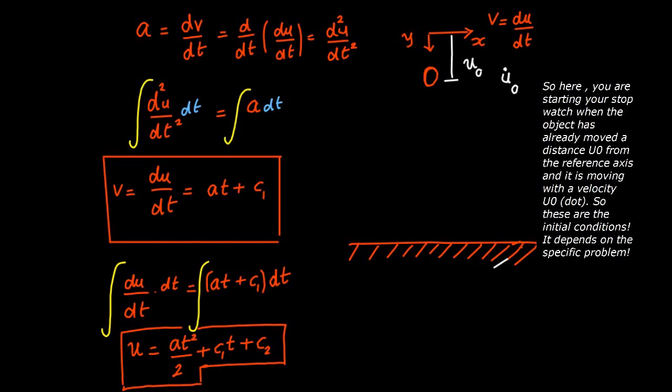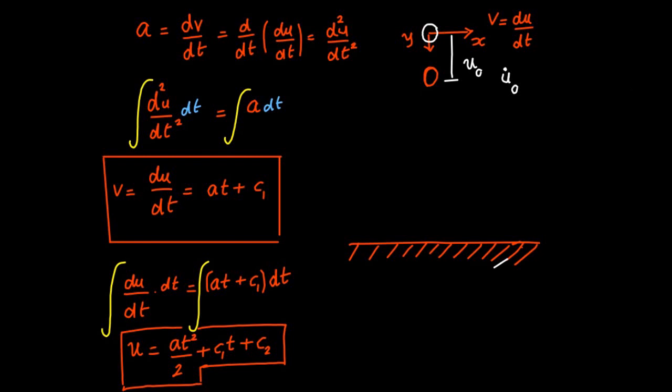Suppose if you are starting this object from this point, then definitely this object's initial displacement is going to be 0, okay? But we want to come up with a very generic expression. So let us assume that there is an initial displacement from the reference axis. And also, when you are just dropping the object, its initial velocity is also going to be 0. But now we are assuming that it has moved a certain distance u naught and its initial velocity is u naught dot.